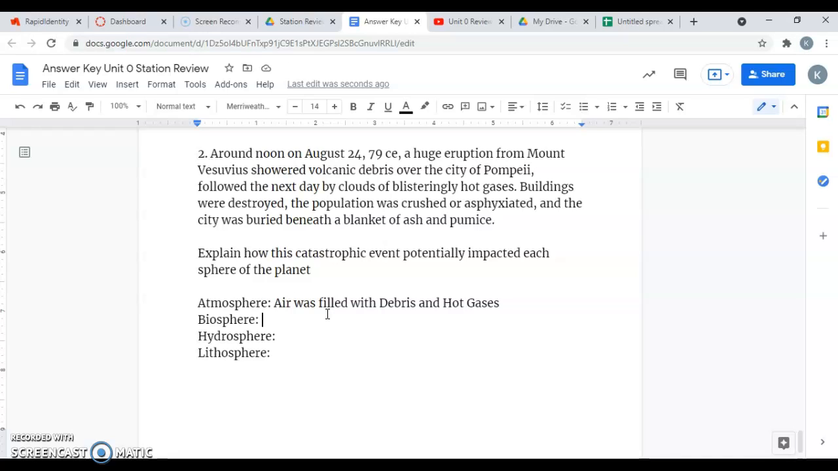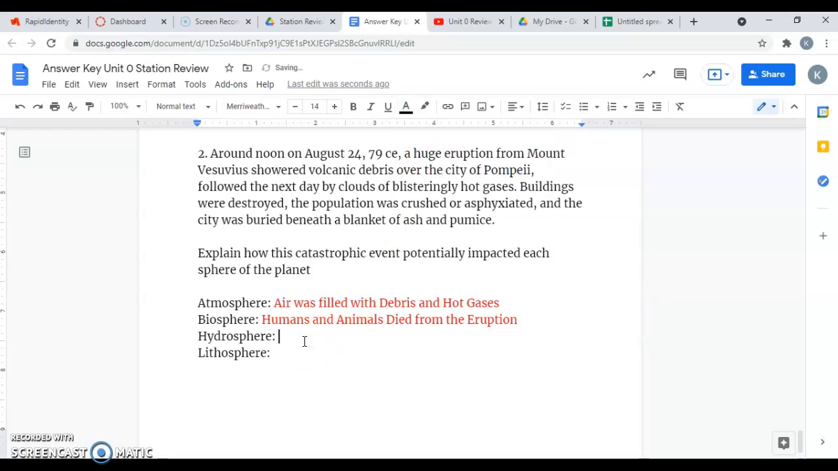The biosphere, so remember biosphere is life. So humans and animals died from the eruption. Okay? So that's how it was impacted. The biosphere was impacted because humans and animals died. Okay, and the biosphere is dealing with life. Okay.